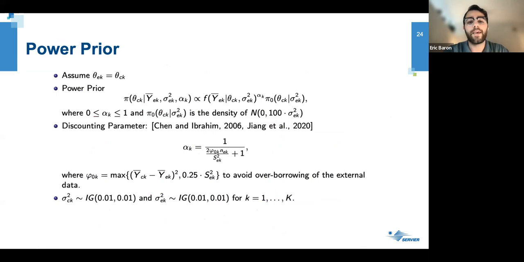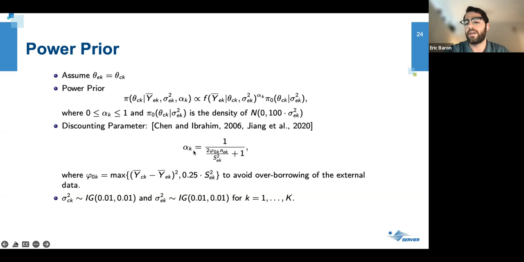So now, once again, we assume theta EK equals theta CK. The power prior is formulated as follows. Here, the discounting parameter is between 0 and 1. And we use a non-informative prior as follows. So where our approach is different from the previous approach, Wong et al. 2019, is that they formulate alpha K based off of the overlap of the propensity score densities. What we do is as follows.